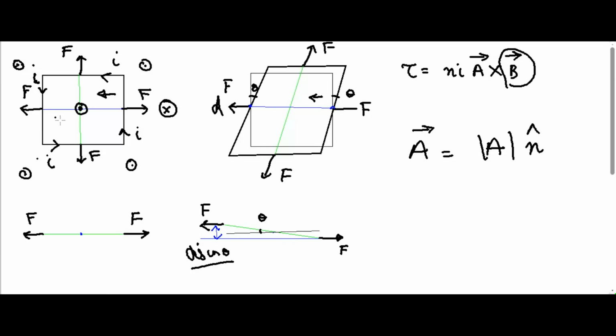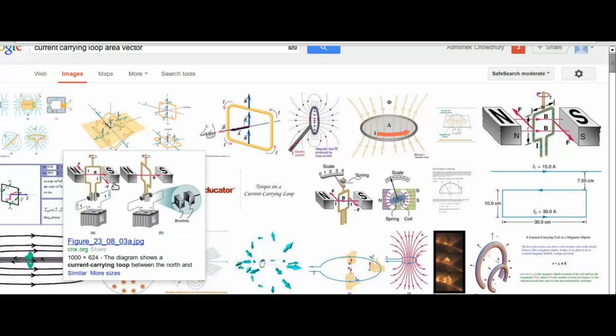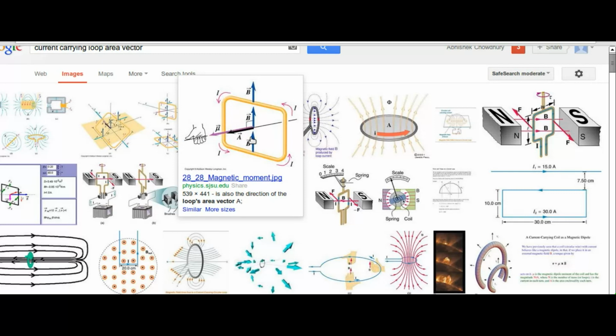Because I am very poor at drawing figures, I did a Google image search to find an image to depict this. So again here is an area, and again current is flowing in this loop. The direction of the normal can be one of two: one along this arrow, or the other opposite to the direction of the arrow. So which one is it?